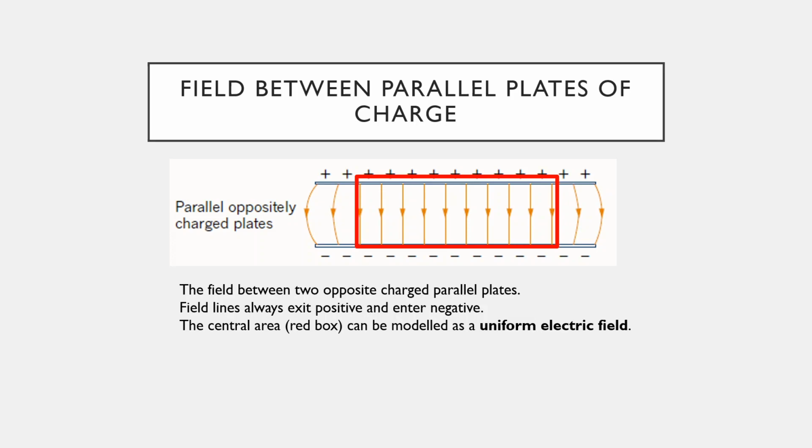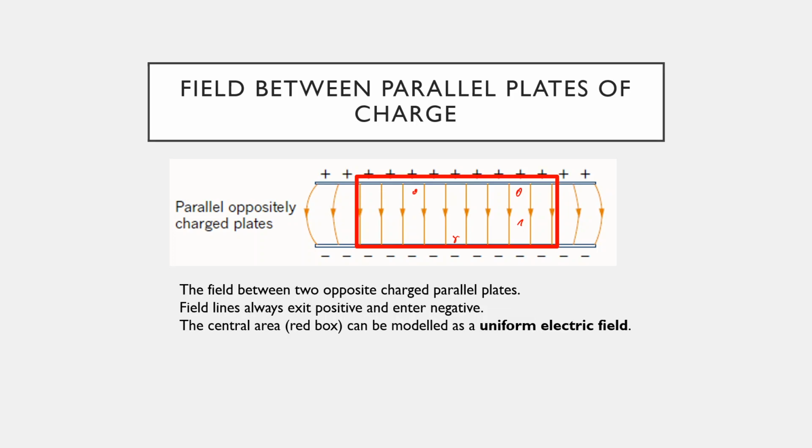Okay, it's uniform because the field is pointing in the same direction and the strength is equal anywhere in the field. So the field strength there would be equal to the field strength here, would be equal to the field strength here. So it's uniform, the field strength is the same everywhere, and the direction is the same everywhere. Except for the edges, but we can ignore that. We're just looking at this bit in the middle here.